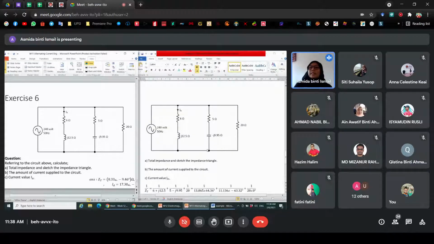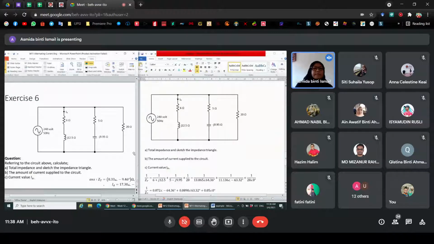This is also a combination of series parallel. Series parallel means we have series and parallel parts. You need to find the total impedance and sketch the impedance triangle. For this topic, what you need to know is that if the question asks you to sketch or draw, there are just two possible questions: either it wants you to sketch the impedance triangle, or it asks you to sketch the phasor diagram. So there are only two, the impedance triangle or the phasor diagram.